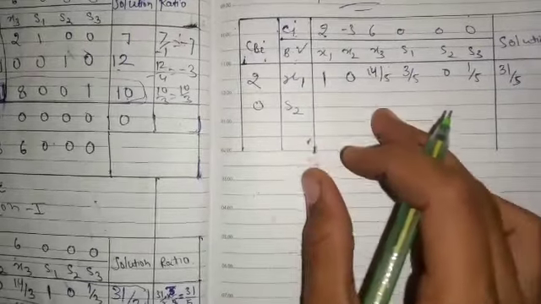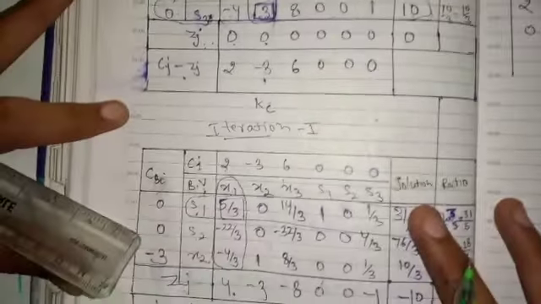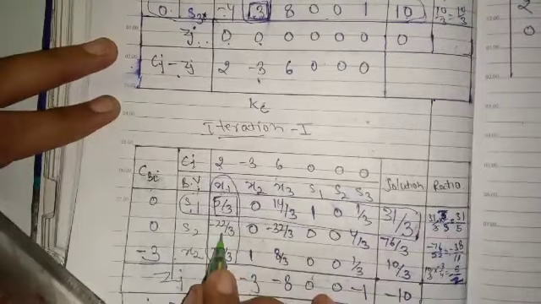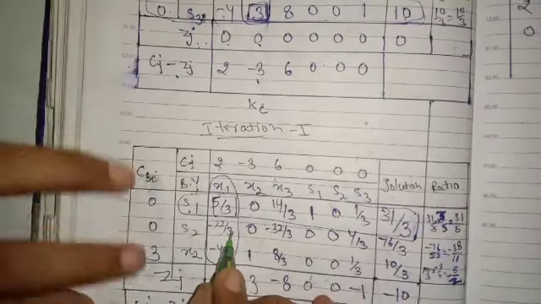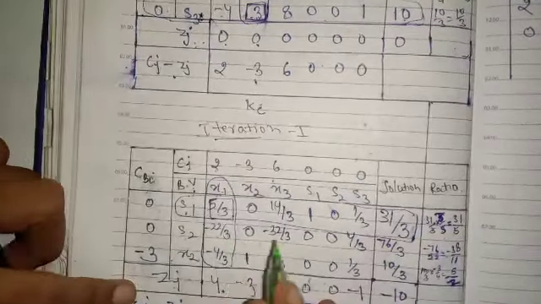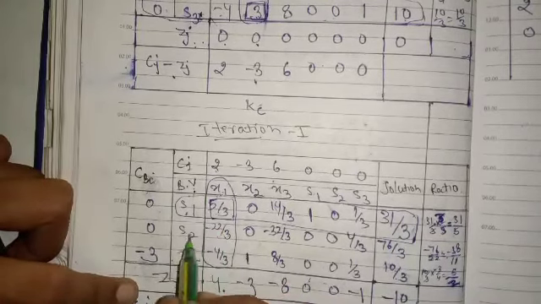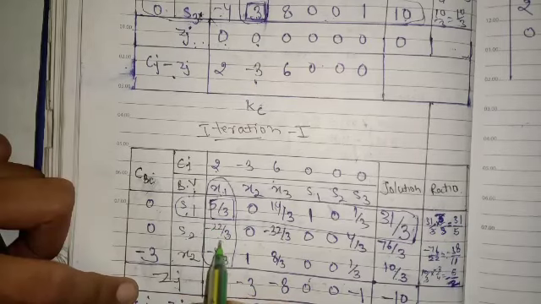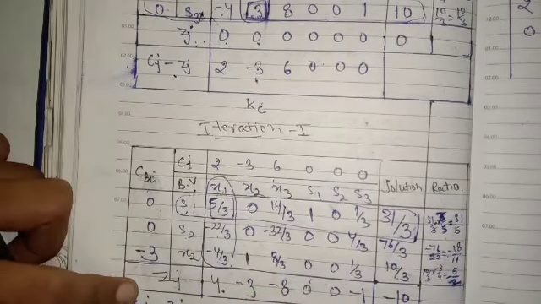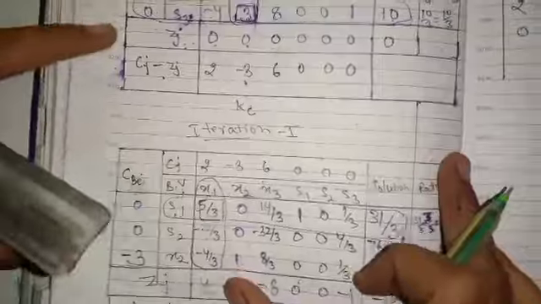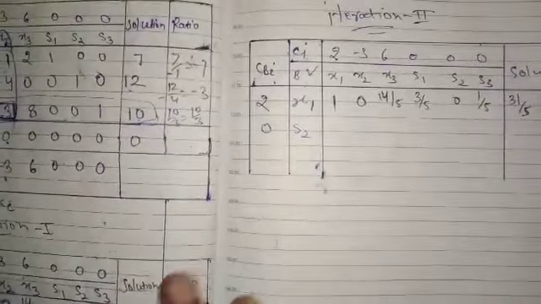The formula to find the new value is the old value minus the corresponding key column value. Here we have a key column, and the corresponding key column value for S2 is minus 22 by 3, into the new value. The new value is here.